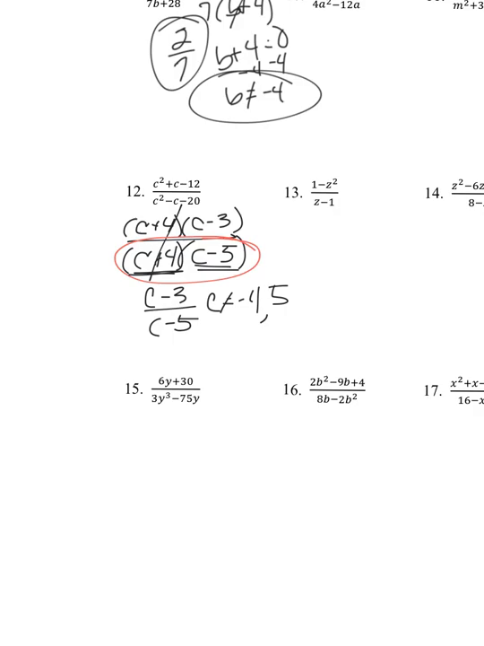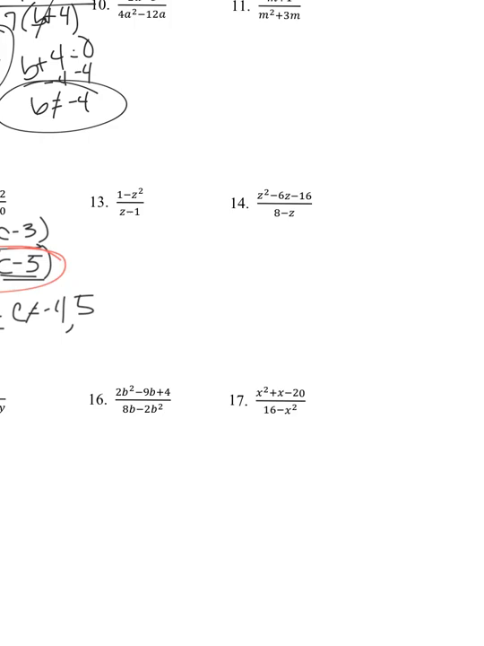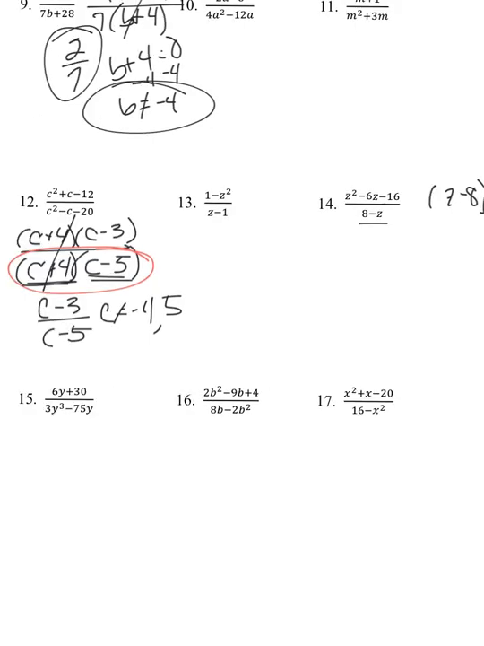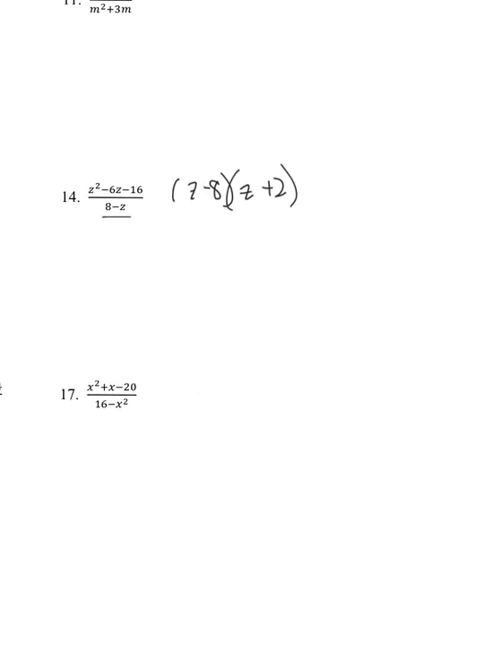The last one I want to show you is number 14 here. 13 is the same as 14. So the first thing you want to do is always factor. Factor this, so you're going to get z minus 8 times the quantity of z plus 2 over 8 minus z.